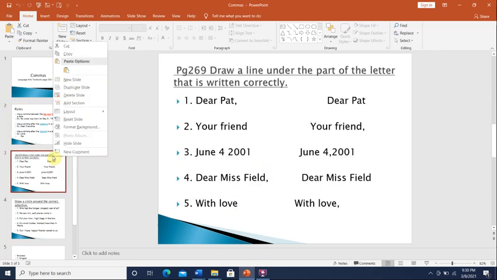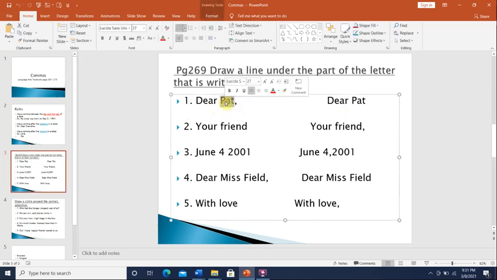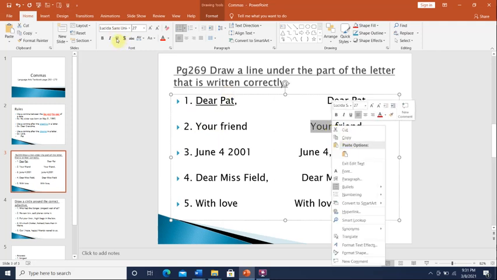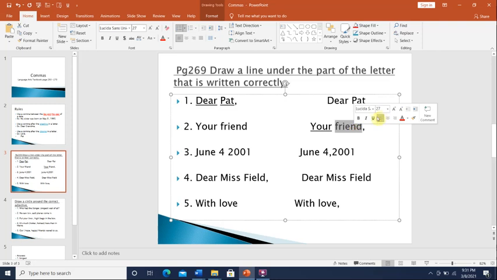So let's see some examples on page 269, and we will choose the one that is correct. Okay. Number 1, dear Pat. Which one is the correct one? The one with a comma or the one without? Of course, the one with a comma is the correct one. Okay. So number 1, dear Pat, and then we put a comma. Number 2, your friend, comma. Of course, after you close the letter with a nice word such as your friend, you put a comma and then you sign your name.